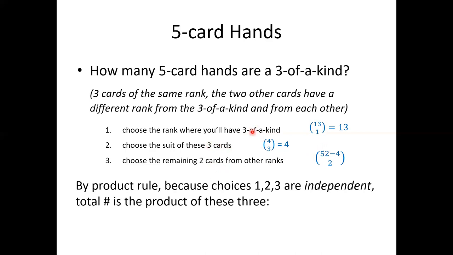I have to discard all cards from this rank, which is four of them. So the remaining ranks are 12 ranks and any suit goes, so 12 times 4, and that's the same as 52 minus 4. And I choose two of them, right? So that's my final answer.